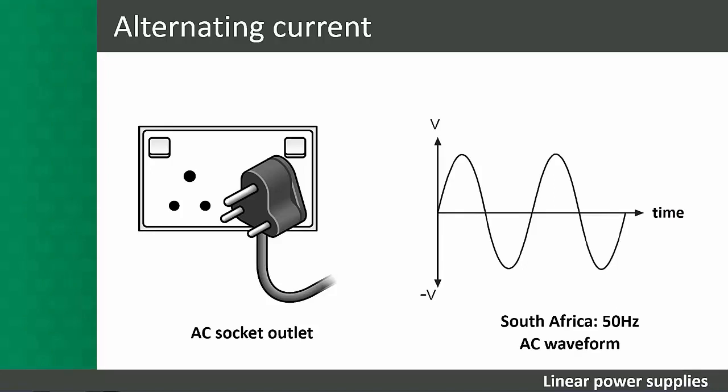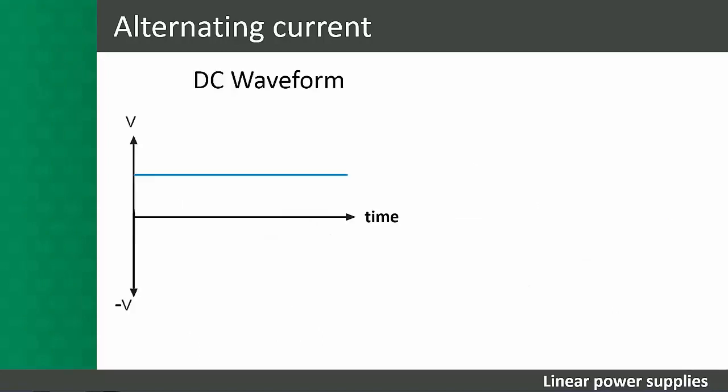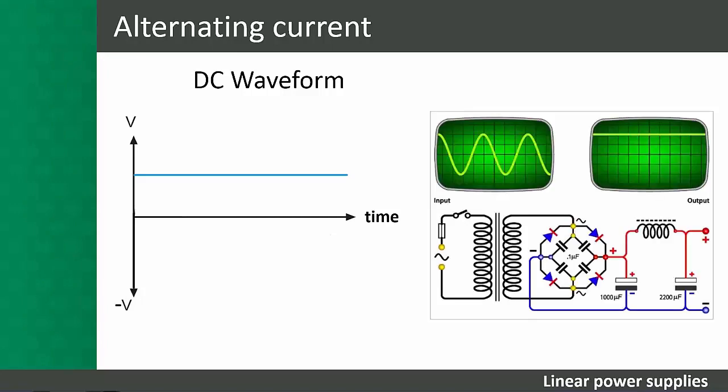Unfortunately, most electronic circuits and equipment cannot make use of AC directly and therefore it must be converted to direct current, DC. Direct current flows through a circuit in one direction only and is represented by the following graph. The process of changing AC to DC is called rectification. The following circuits will be discussed in this session.